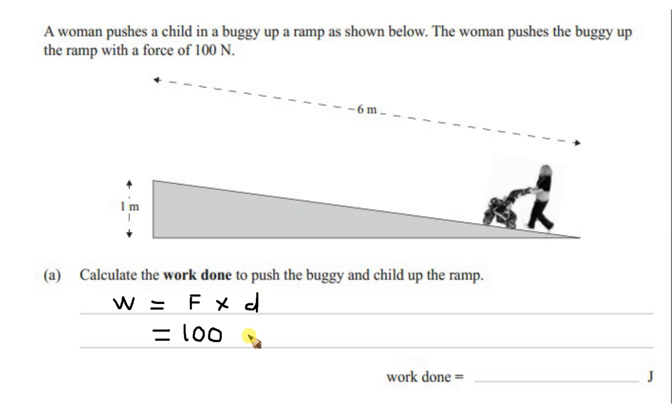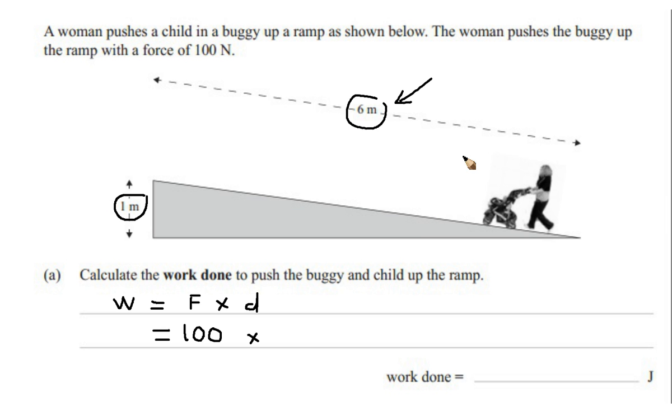And my distance here, well, what's the distance? They've given me two here. They've told me the ramp is 1 meter high and it's 6 meters across. How do I know that I've got to use this 6 meters rather than 1 meter? Well, the work she's going to do is the force she pushes the buggy with, and the distance that she pushes it for. So she's actually pushing it along the ramp.